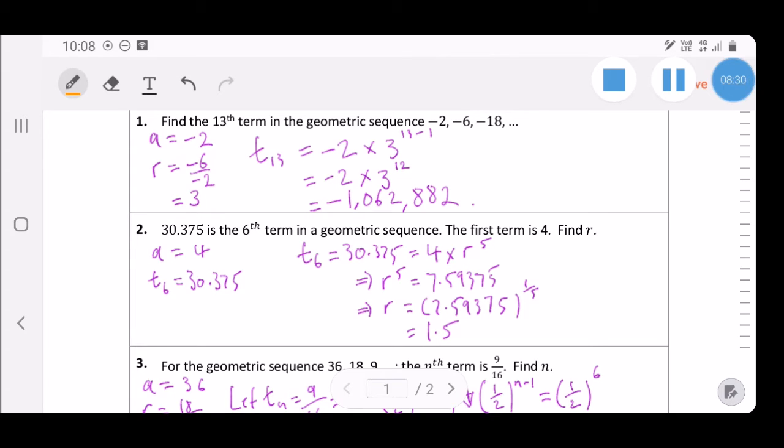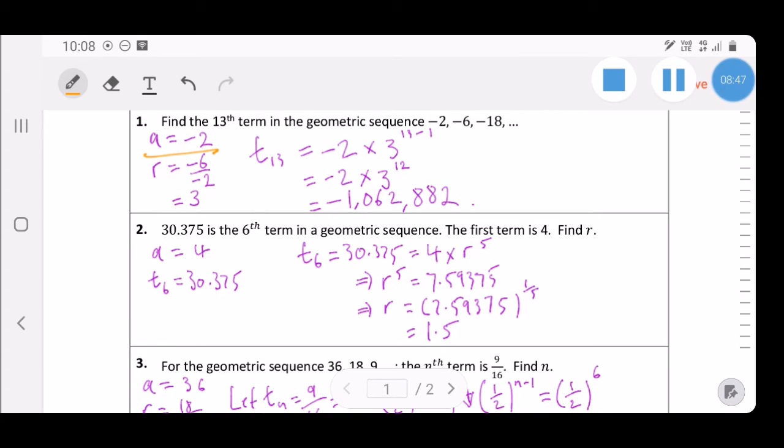So, practice problem 1. Find the 13th term in the following geometric sequence. Minus 2, minus 6, minus 18, and so on. All right, so the first thing we want to write down is what our A value is and our R value. Our A value is minus 2.